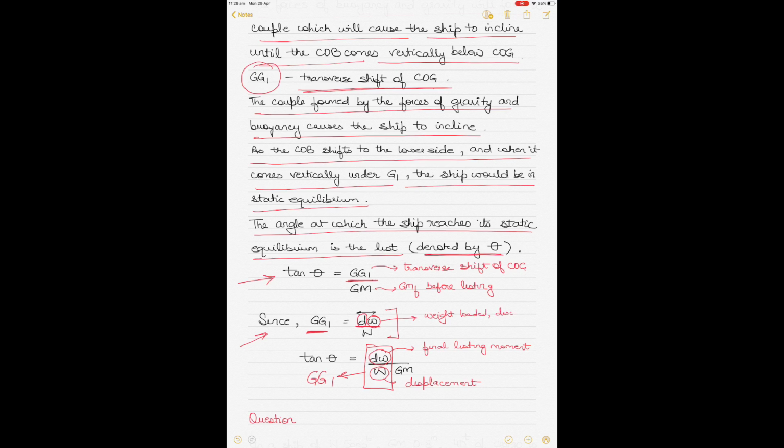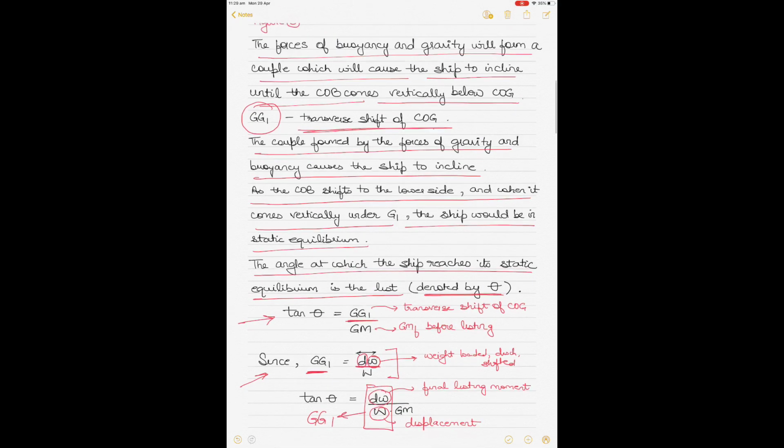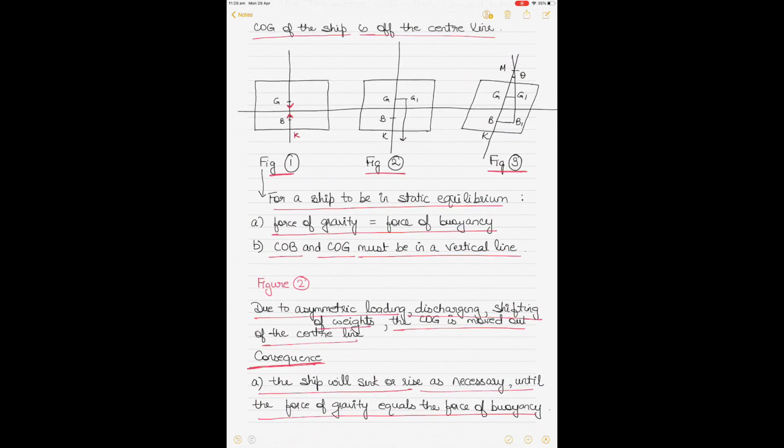Loaded, discharged, or shifted. But the big W here is the displacement. Alright, so if I go back to the drawing here, you can see in figure 3 the vessel has listed onto one side, the center of gravity has shifted, and so has the center of buoyancy. The new center of buoyancy becomes the geometric center of the new underwater volume, the immersed part of the vessel. Alright, M here is the transverse metacenter, and the angle at which this happens is the list, denoted by theta.